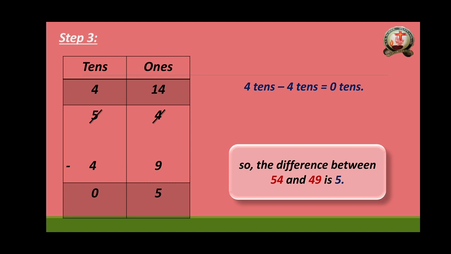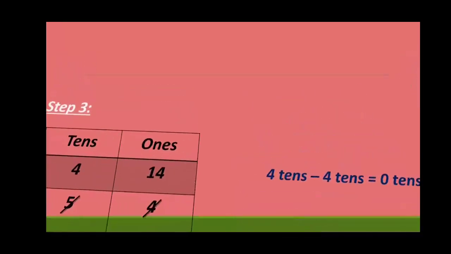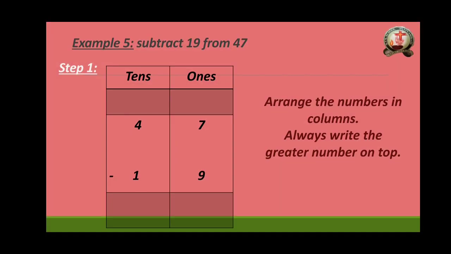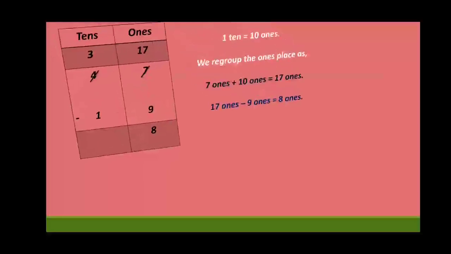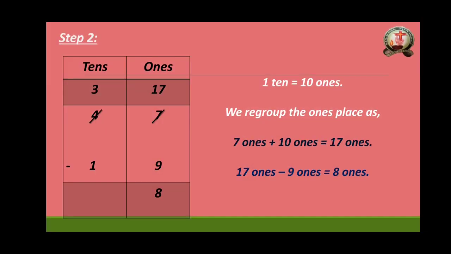Okay. The next example is, see here, subtract 19 from 47. Okay, the first step is, we all know that we have to arrange the numbers in columns, and always we have to put the greater number on top. Okay, the next step is, here in the ones column we have 7 and 9.